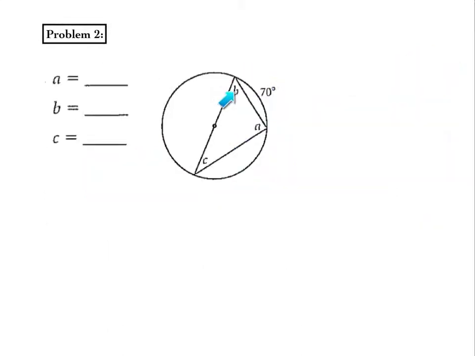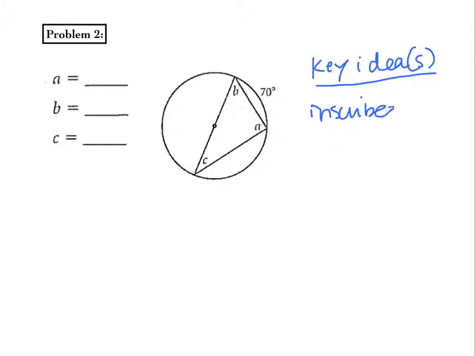Okay, in this problem right here, we see that we have a triangle that is inscribed in a circle, and then we also notice that it's inscribed in a very particular way. The diameter is one side of the triangle. So let's again list our key ideas. There's something important about inscribing in a semicircle. That has important consequences about this angle right here.